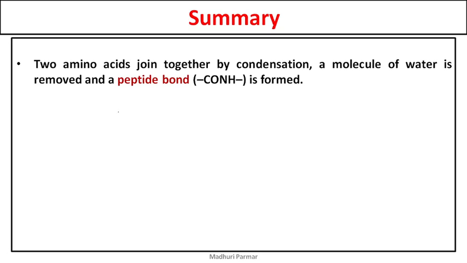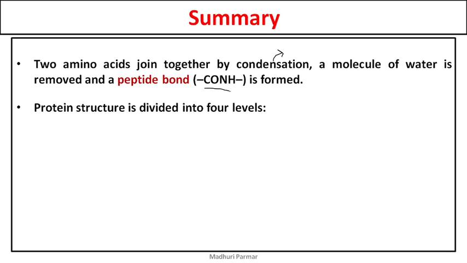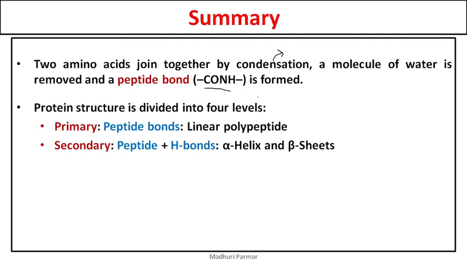Summarizing the whole lecture: two amino acids are joined by condensation. Condensation is removal of water, and a peptide bond is formed. Peptide bond is CONH. Protein structure is divided into four levels. You have primary structure, which only has peptide bonds. It is a linear polypeptide, a straight chain. Secondary structure has peptide bond as well as hydrogen bonds, and with the help of these hydrogen bonds, you are forming the alpha helix and the beta sheets.